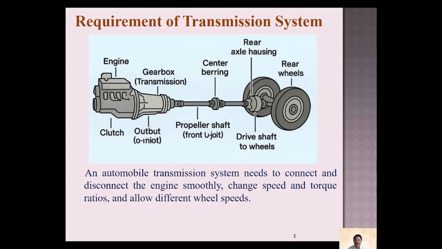It needs to connect and disconnect the engine to run smoothly, change speed and torque ratios, and allow different wheel speeds. So during driving, we need to overcome different driving conditions, maybe slow speed, medium speed, high speed, as well as low gear ratio, high gear ratio. Like that, a driver can face different operating conditions during driving. So this should be met by the transmission system. This is the basic requirement of the transmission system.